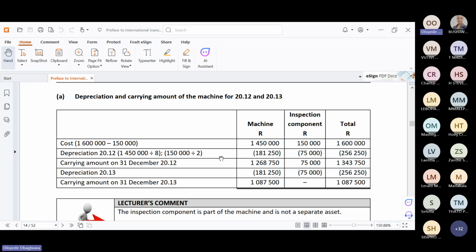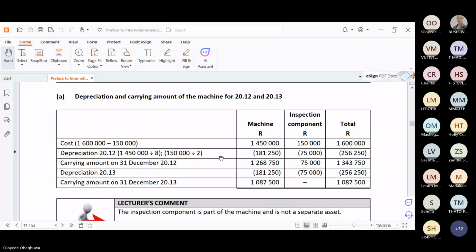So you now have the cost of the machine, you have the depreciation for the machine, you have the depreciation for the inspection. Then the total depreciation is here. We have the total cost here, 1 million, and the total depreciation is here. Okay? So when you subtract it from the cost and the inspection cost, you have the carrying value on 31st December.